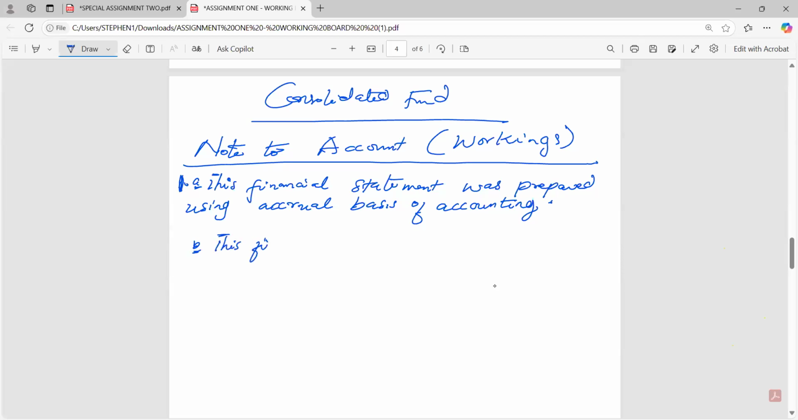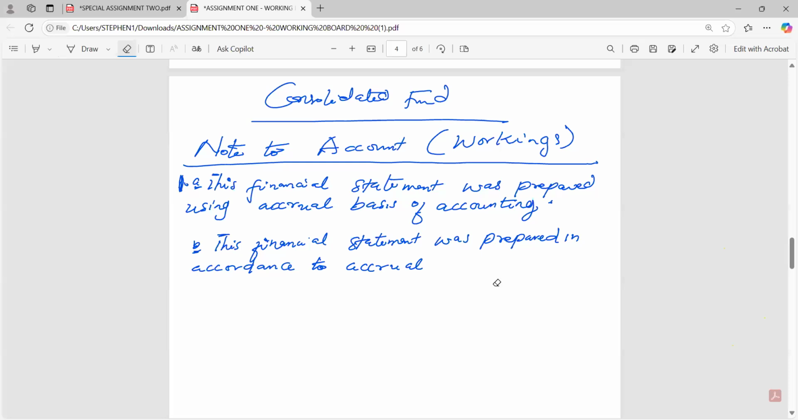This financial statement was prepared in accordance with... sorry, no more accrual. I've already written accrual. So was prepared in accordance with what? IPSAS. You are the student. Don't go and write IPSAS. Write it in full. Are you okay?